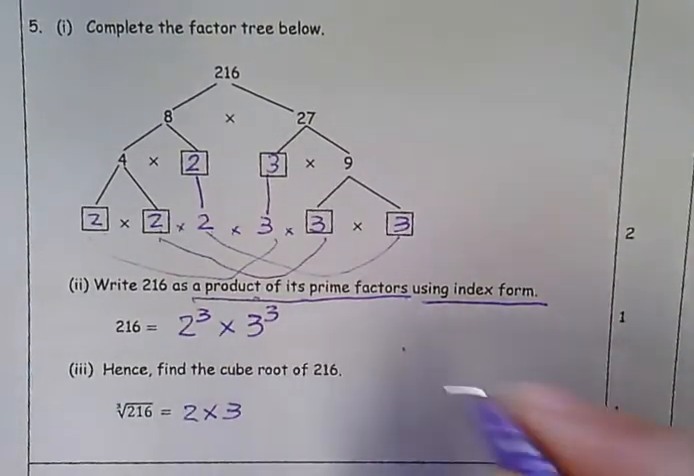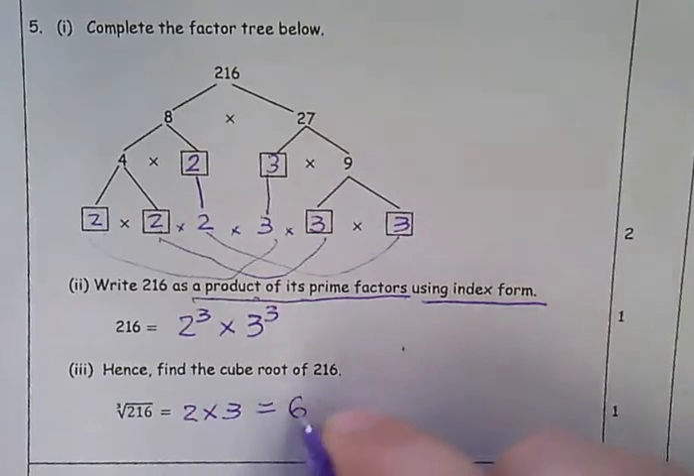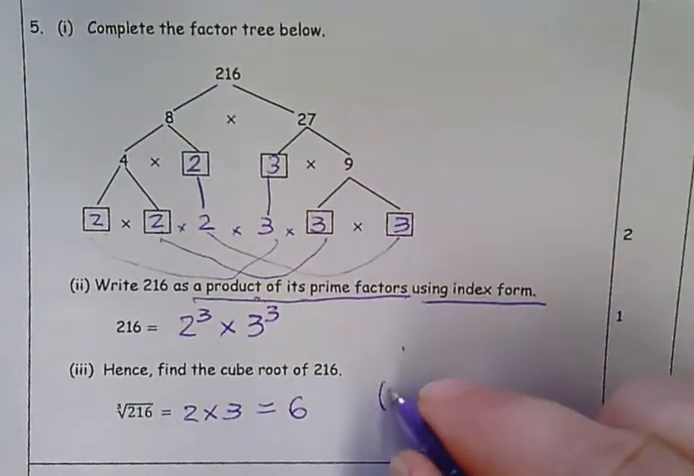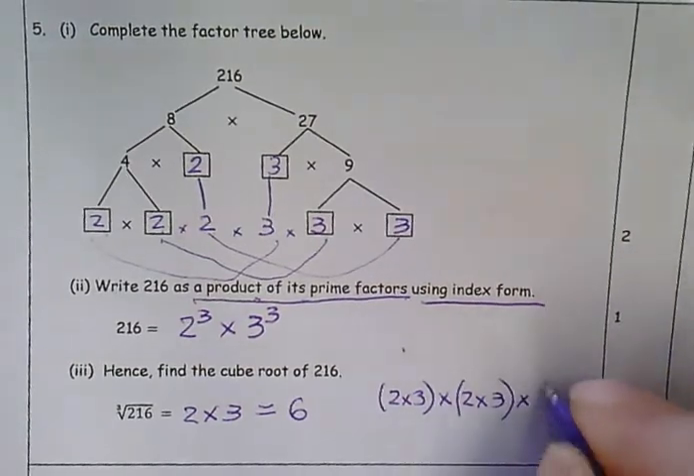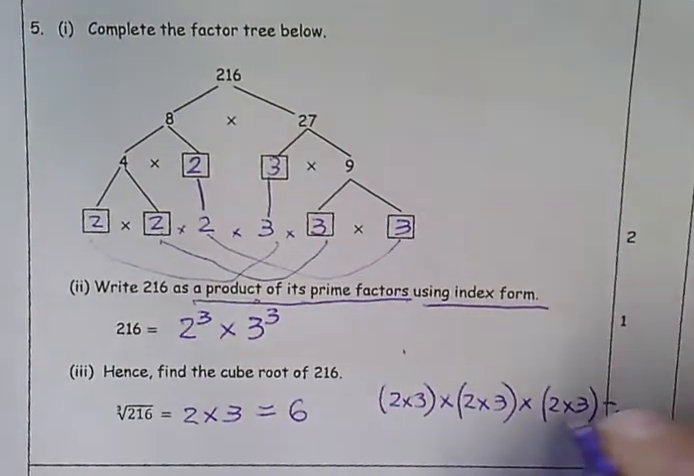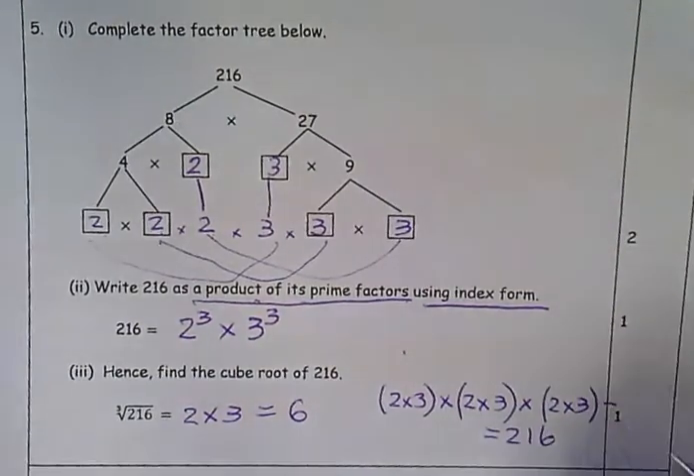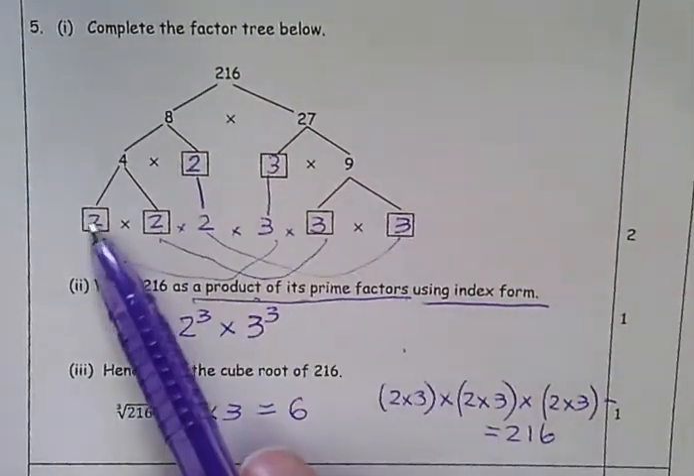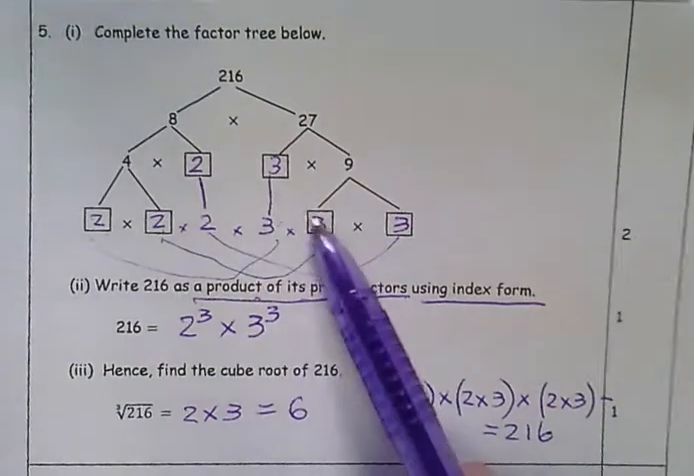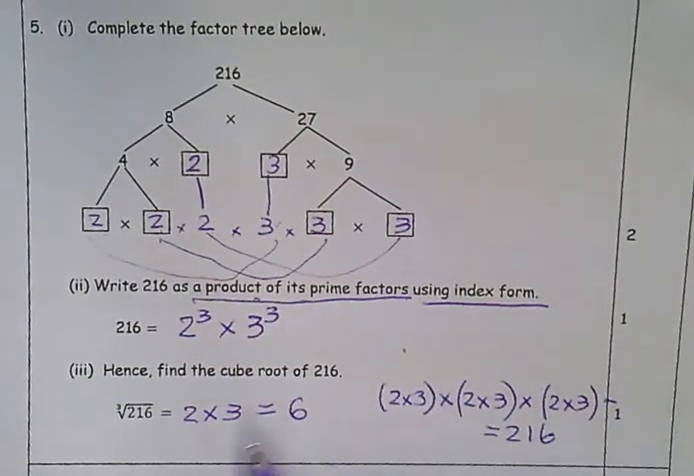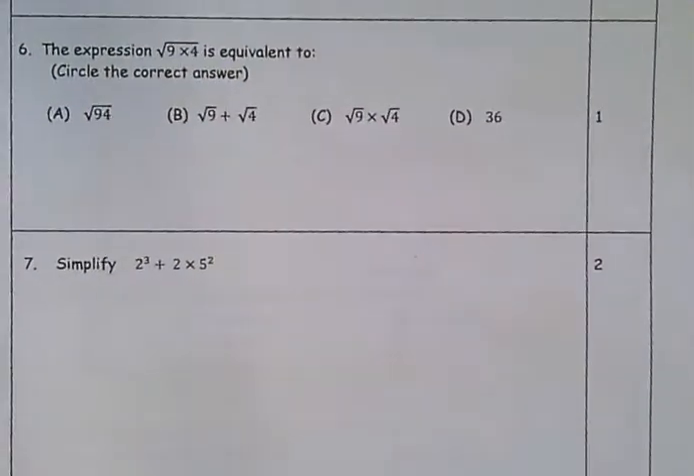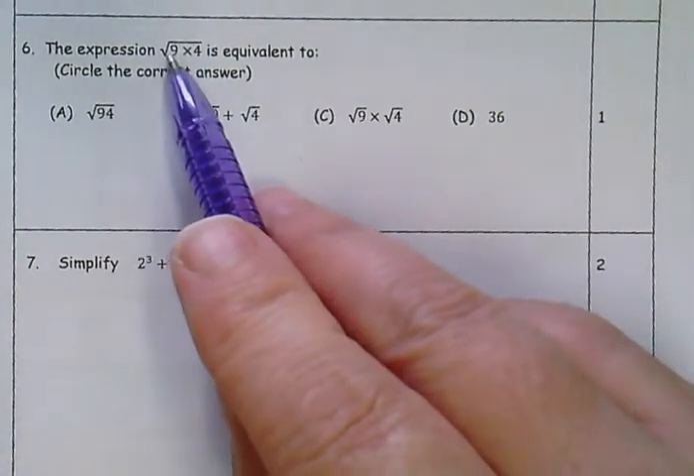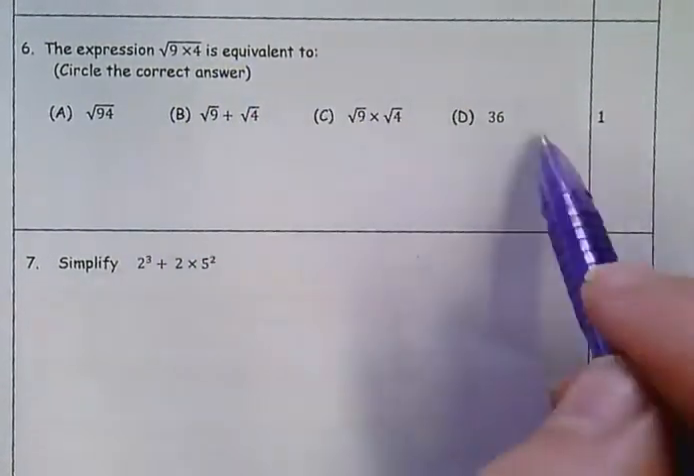So the cube root of 216 will be 2 times 3. The reason is 2 times 3 times 2 times 3 times 2 times 3 is 216. So we know that from here. But I'm just grouping a 2 with a 3, a 2 with a 3, and a 2 with a 3. So the cube root of 216 will be 2 times 3, which is 6. Okay, now, question 6. The expression square root of 9 times 4 is equivalent to one of these.